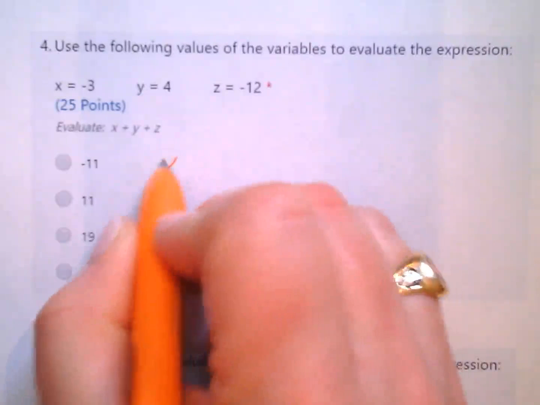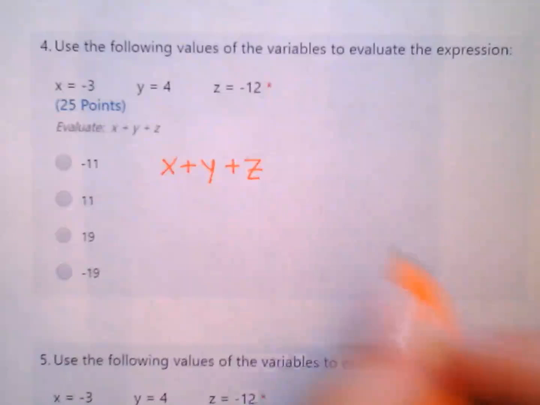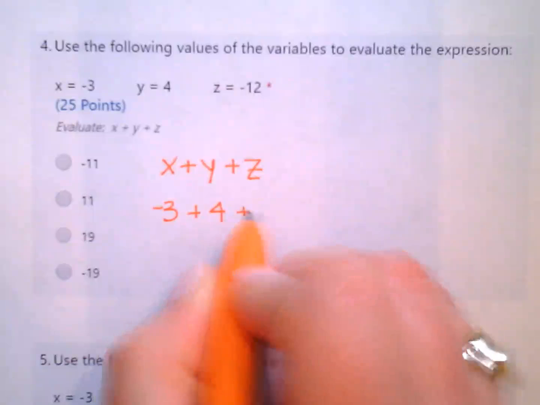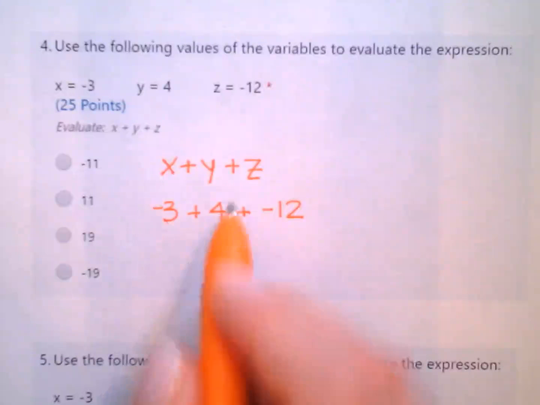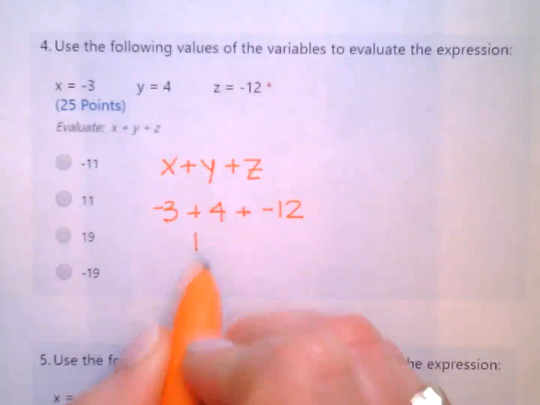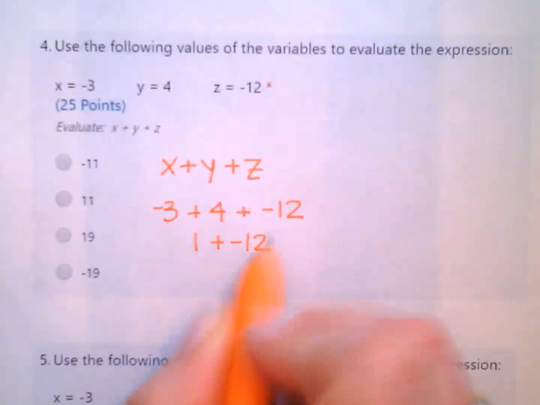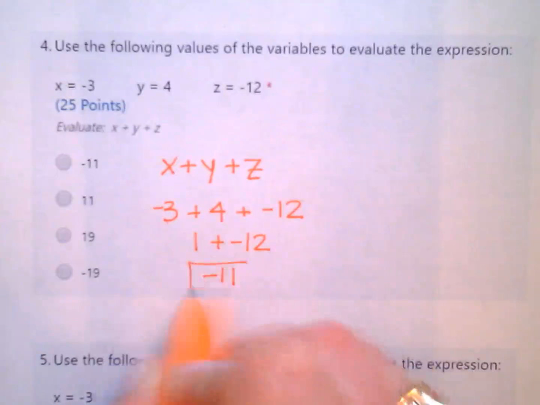If it's x plus y plus z, all we're going to do is substitute. So we know that x is -3 and y is 4 and z is -12. -3 plus a +4, there's one extra positive, so that's a +1, plus the -12. Well, 1 plus a -12, there are more negatives, and there are 11 more negatives, so it will be that.